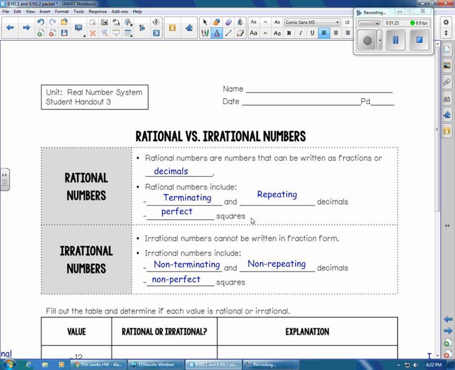Irrational numbers, on the other hand, cannot be written in fraction form. Irrational numbers include non-terminating, non-repeating decimals, and non-perfect squares. And you might be thinking, but wait, we've been writing non-perfect squares as fractions. We've actually been estimating them as fractions. We've been using those little squiggly lines to say that it's approximately equal to whatever number and the fractional part of it.